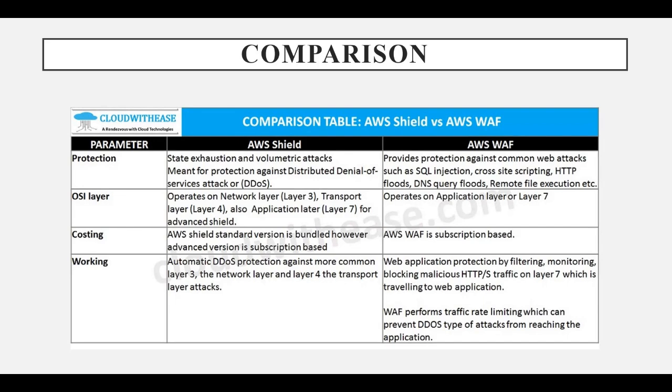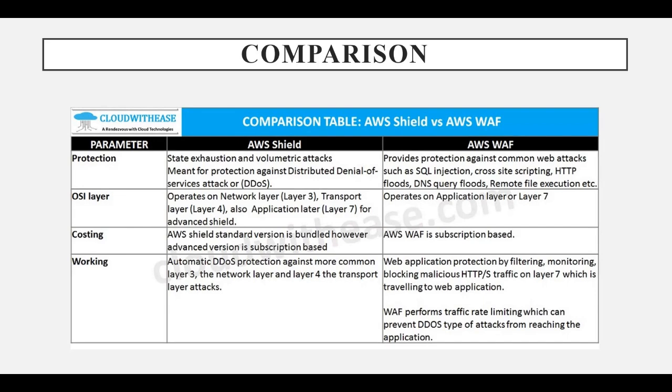The next is the OSI layer. The Web Application Firewall operates on the application layer, or layer 7. AWS Shield operates on the network layer and transport layer, like layer 3 and layer 4. It also uses layer 7 for Shield Advanced. So WAF only operates on the application layer, but Shield operates on both the network and transport layers. In Shield Advanced, it also operates on the application layer.